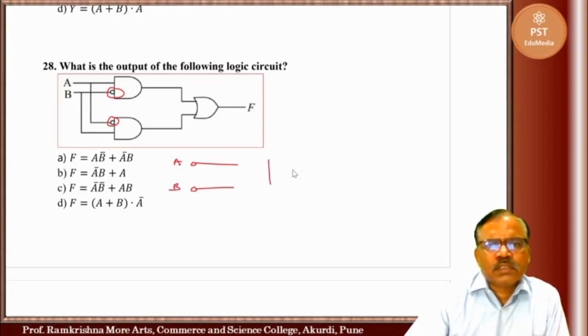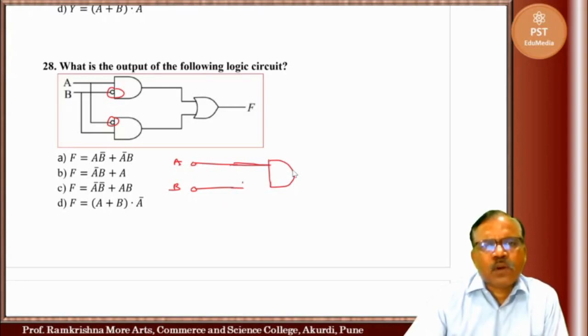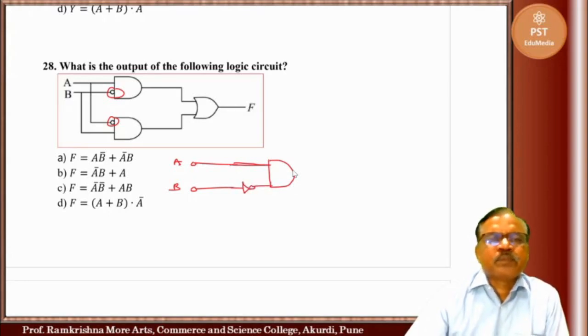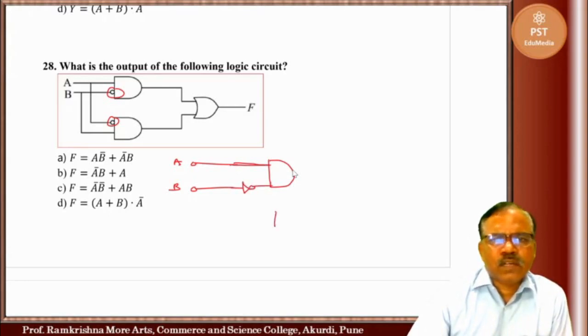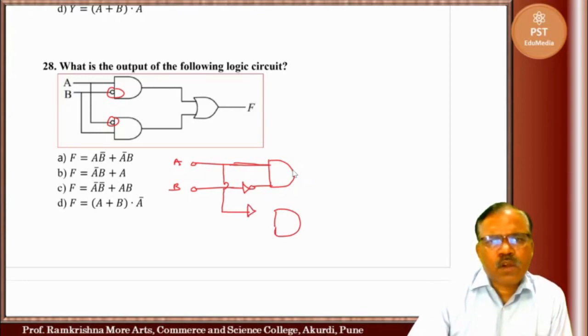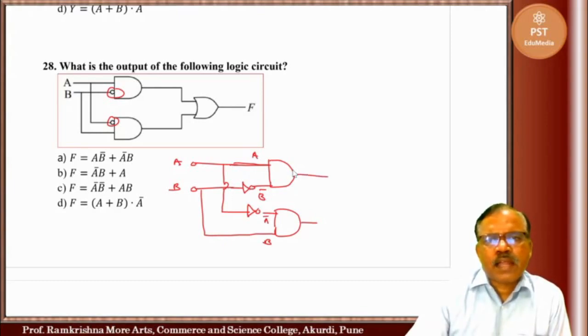Here we have the first NAND gate. So A is connected as it is, and for B NOT is applied. And for the second one, for A NOT is applied and B is connected like this. So here it is A B bar, and here A bar B, and then we have an OR gate.